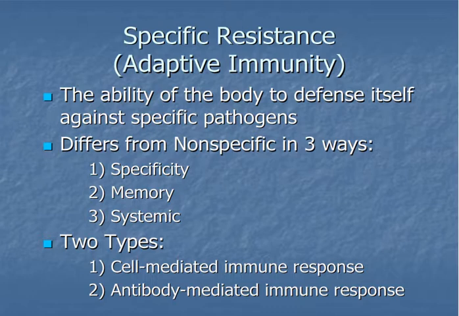And the adaptive defense differs from non-specific defense in three ways. First of all, specificity. It's specific against the pathogens that it detects and destroys. Second of all, it has memory. Once we encounter a certain type of pathogen, we will be better able to deal with that pathogen in the future. And that's something that is lacking in the non-specific defense. And the third difference is that the adaptive immunity is systemic.